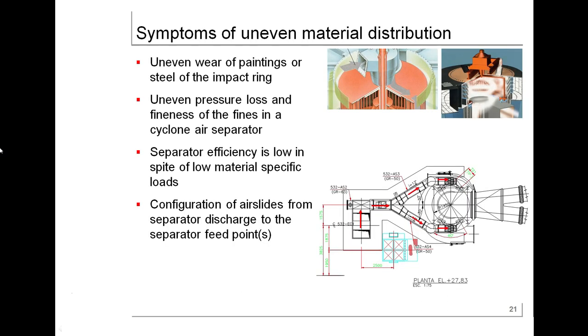Symptoms of uneven material distribution: uneven wear of paintings or steel of the impact frame, uneven pressure loss, and fineness of the fines in a cyclone air separator. Separator efficiency is low in spite of low material specific loads. Configuration of air slides from separator discharge to separator feed points.